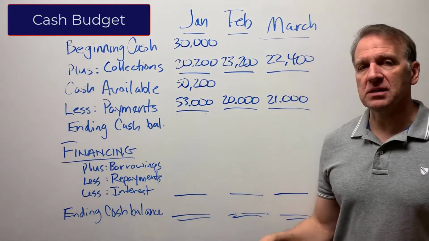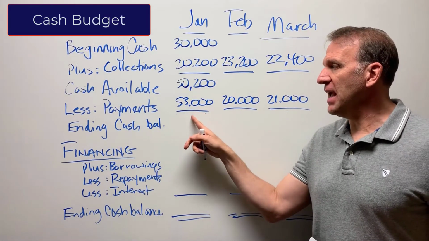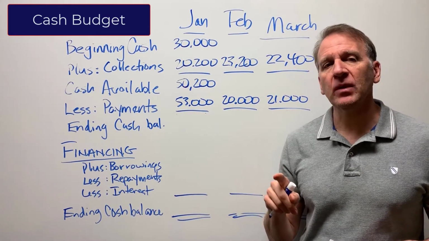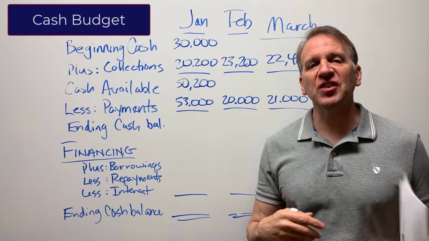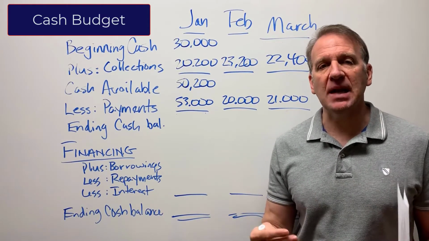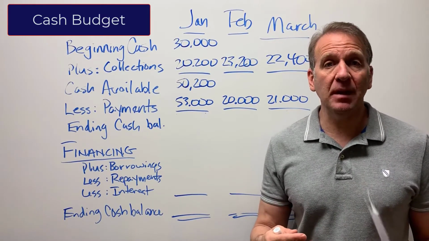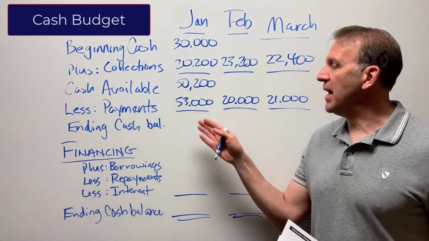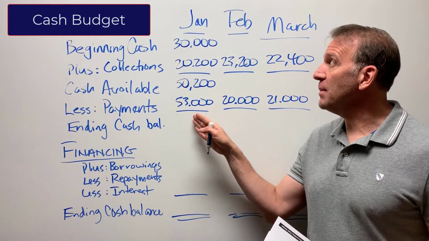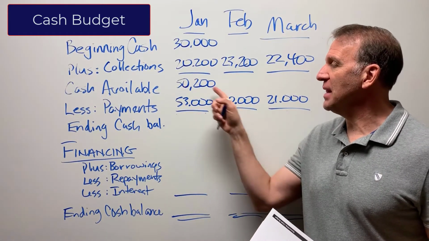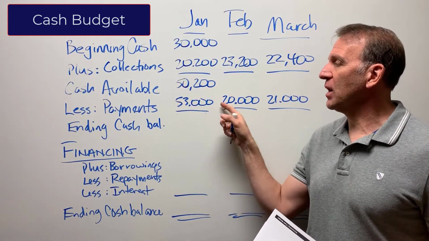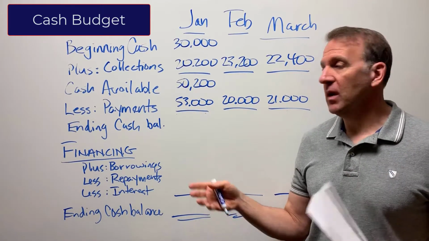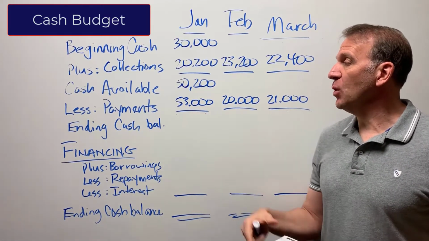Hopefully you've noticed that we have a lot of payments in January. That's not unusual. There are some months where we have extra payments that have to be made, like insurance payments or possibly tax payments. There are reasons why we might have extra expenses or payments in a certain month. That's why I'm showing that here in this example. This is outside the norm, but it is payments that we would be making.